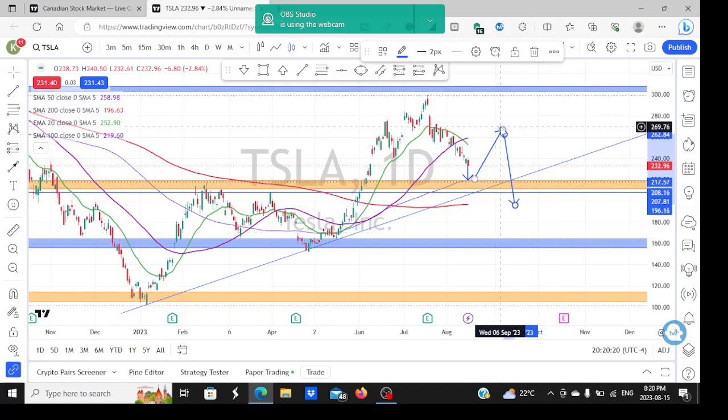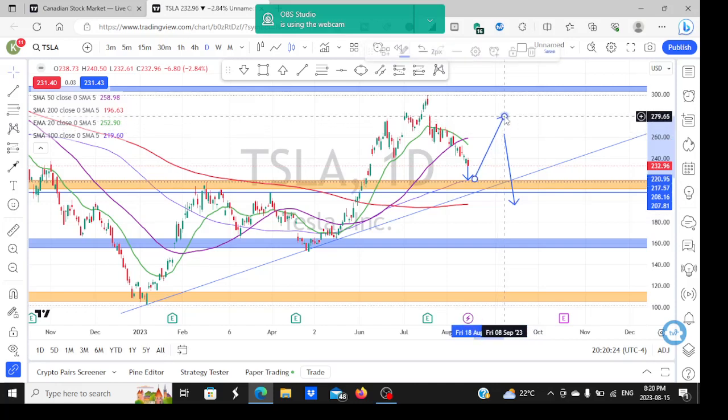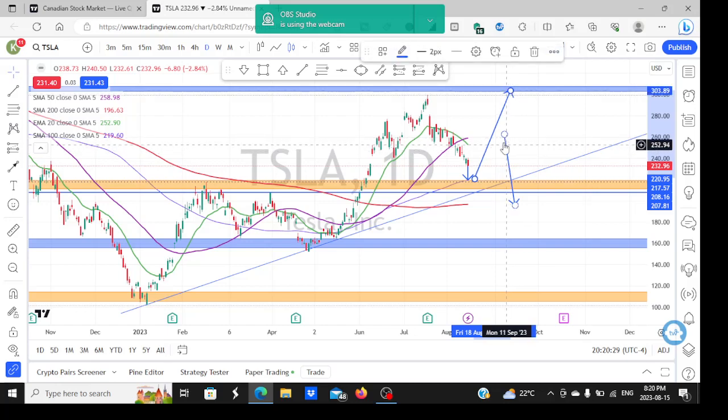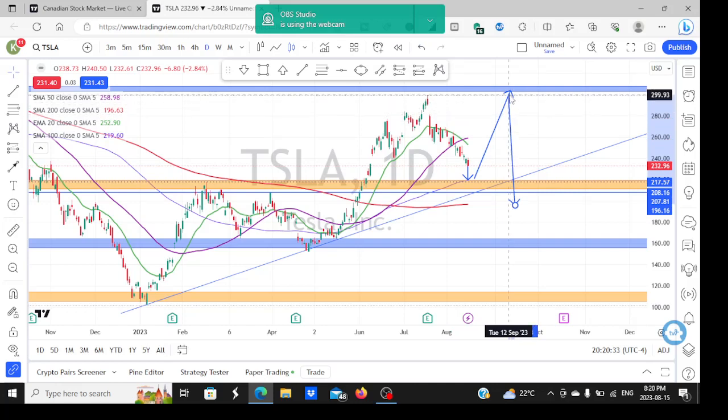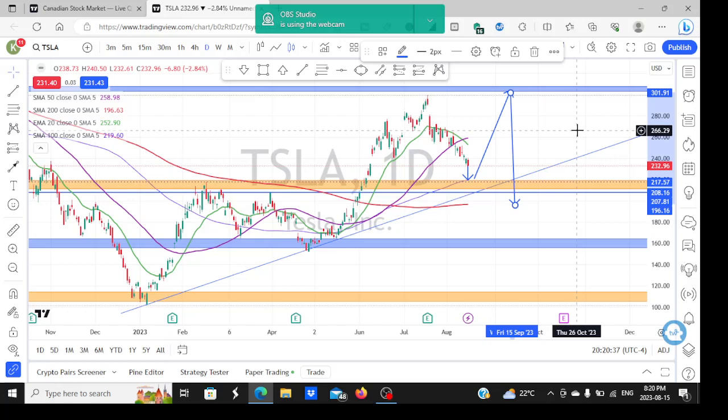100% retracement. It could do all this, come up to this gap, or it can come 100% retracement and then do that. So, but this is what I am predicting on Tesla. I'm not an expert on this, but that's potentially what can happen.